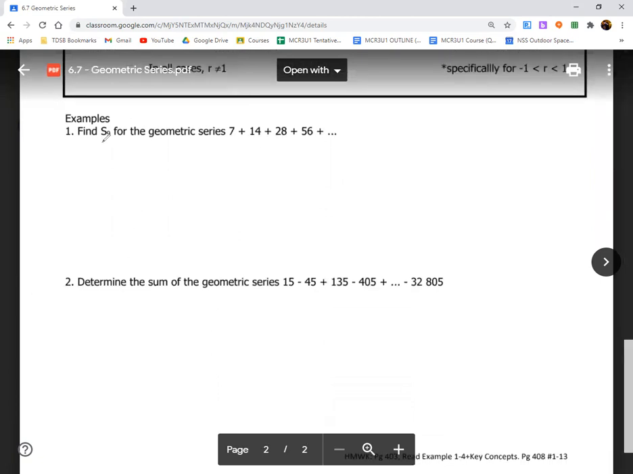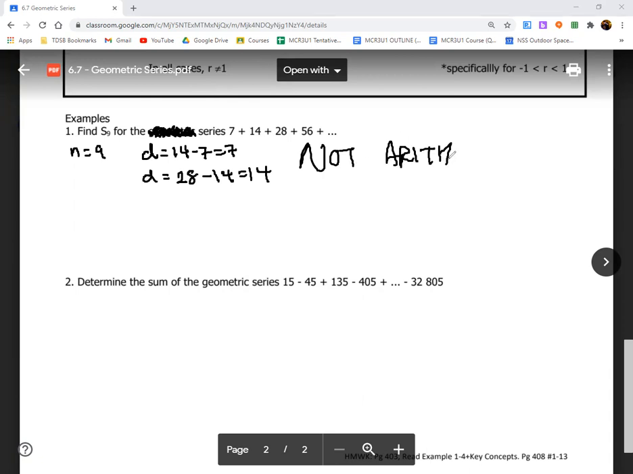Find S9, the sum of the first 9 terms for a geometric series. But even if I didn't say it was a geometric series, just said, what if it was just a series? You're going to have to test it. So first things first, it's easy to test whether it's an arithmetic series or not. So maybe there's a difference. 14 minus 7 is a 7. Okay. Is it the same if I use a different number? 28 minus 14? No, it's different. It is not arithmetic. So let's try something else.